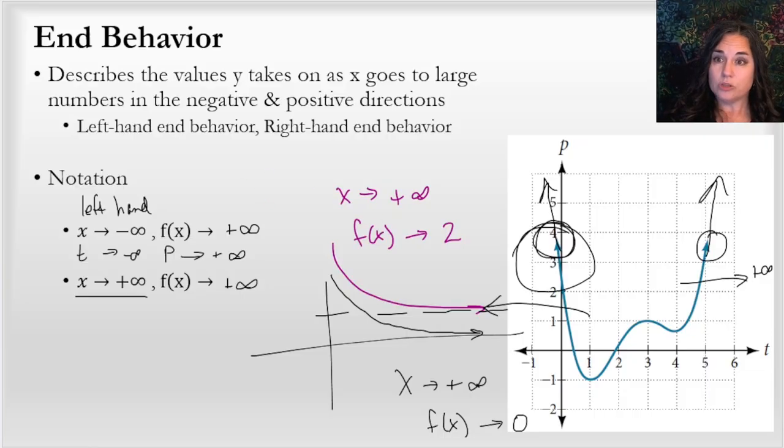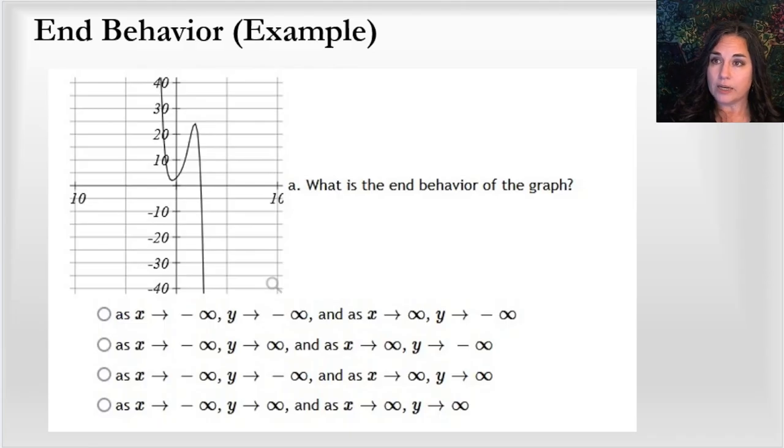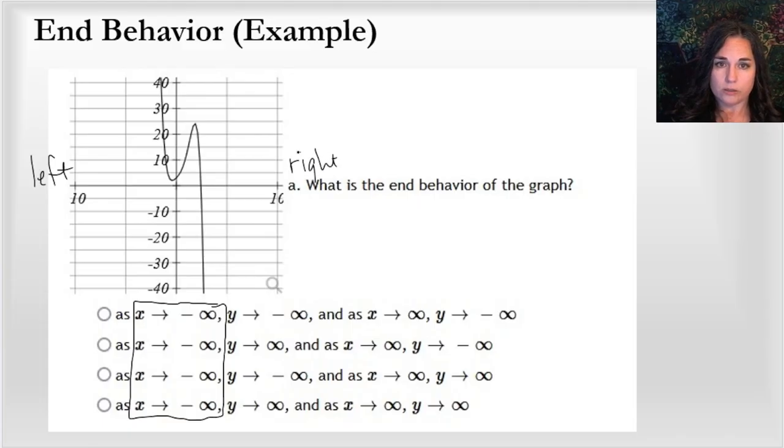Let's do a quick example just to confirm your learning. I picked out an example here. Taking a look at it, what is the end behavior of this graph? All right. So we have the first part here: x goes to negative infinity. You're always going to identify the left range and the right range. As x goes to negative infinity, what's happening with the function? As x goes to positive infinity, what happens to the function?